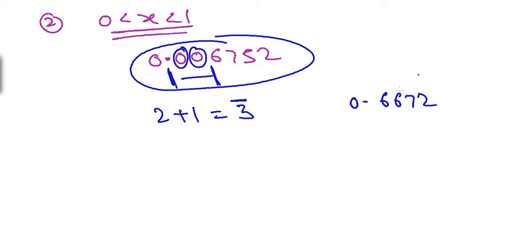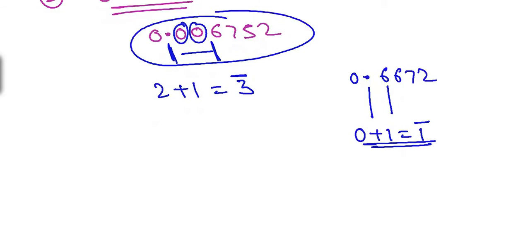Now for 0.6672, this is the decimal and 6 is the first non-zero. How many zeros are there between the decimal and the first non-zero? 0 zeros. Add 1 to it and make it negative. Bar 1 is the characteristic of 0.6672. Let us take one more example.